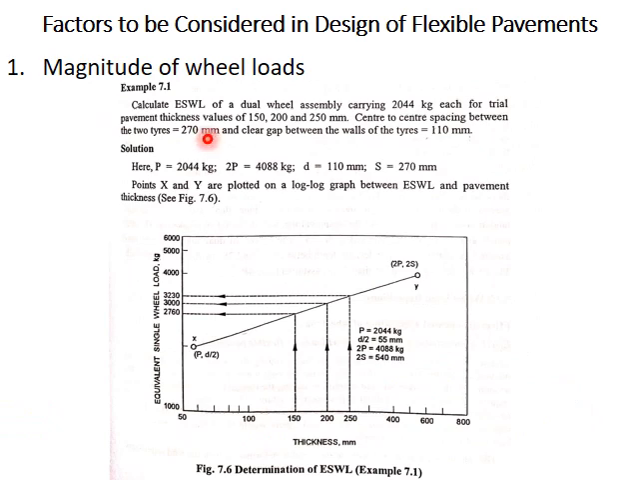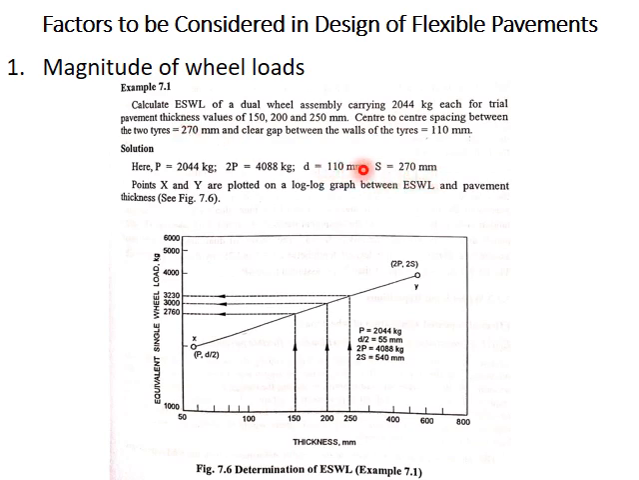In this problem, you can see that we have to find out the ESWL for pavement thicknesses of 150, 200 and 250 mm. They have given us the P value, okay, and they have given us the S value, that is 270 mm, and the D value 110 mm.